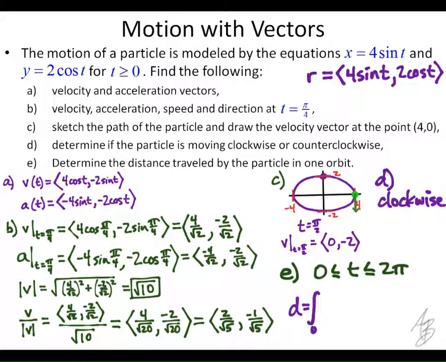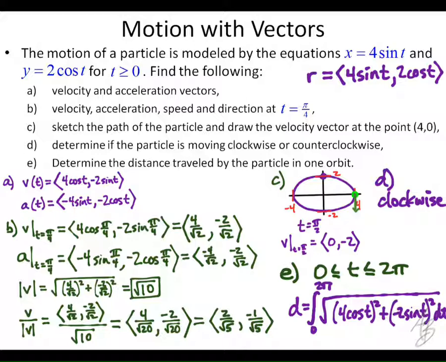So it's going to be the integral from 0 to 2 pi of the square root of dx dt squared, which we know the velocity. So it's basically the magnitude of the velocity function, or the velocity vector. So it's going to be 4 cosine of t squared plus -2 sine of t squared with respect to t.